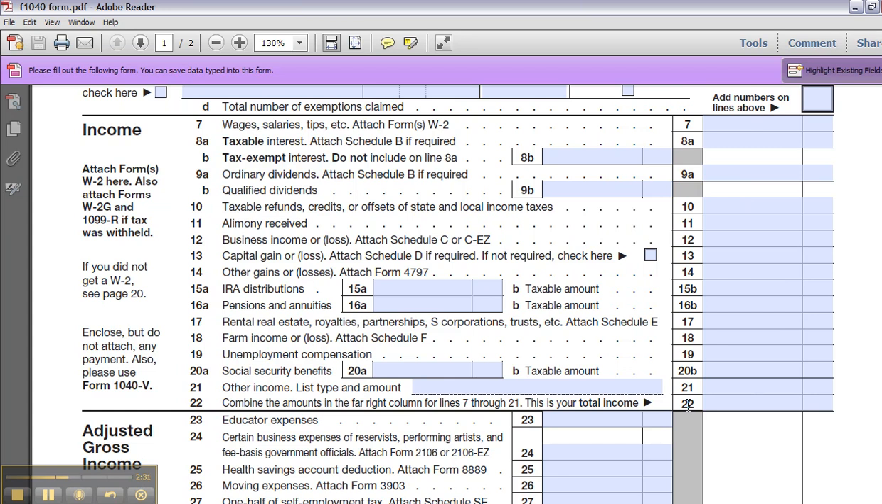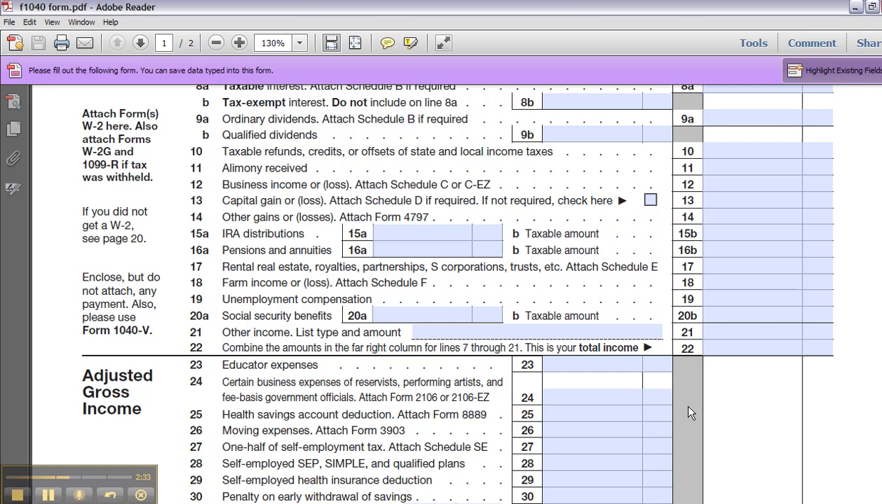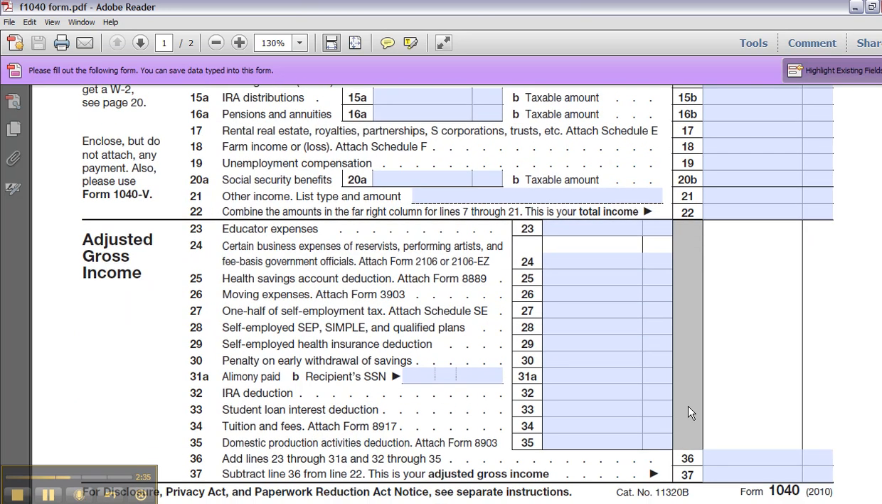The next section is your adjusted gross income. These are categories that allow you to subtract from your total income. For example, educator expenses on line 23. You get the total on line 36, and line 37 gives you your adjusted gross income by taking your total income and subtracting your adjustments to get your adjusted gross income. This takes us to page 2.